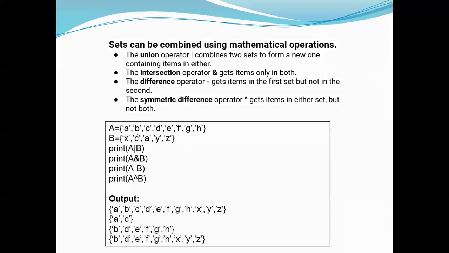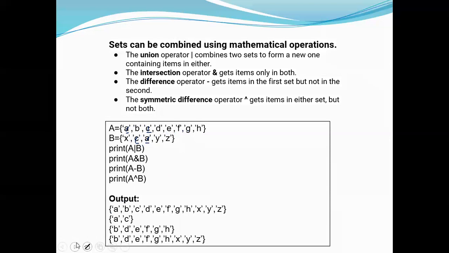For example, A, B, C, D, E, F, G, H are in A, and I know that A and C are the elements also present in my B. So I remove those two elements, because they are common to both sets, and I combine the rest: B, D, E, F, G, H, X, Y, Z. That's what is actually called a symmetric difference. That is, A minus B union B minus A is called the symmetric difference, represented by the operator cap.